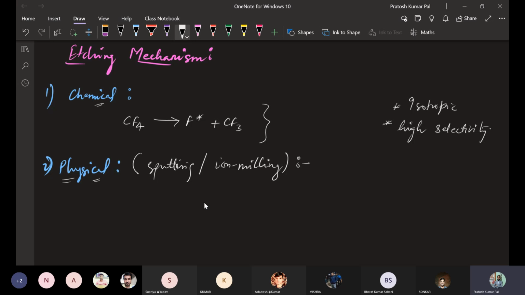That is called physical. So here it will be physically removed with the help of force generated by the high ion bombardment energy of the ions. There will be no chemical reactions taking place. So here, no chemical reactions.